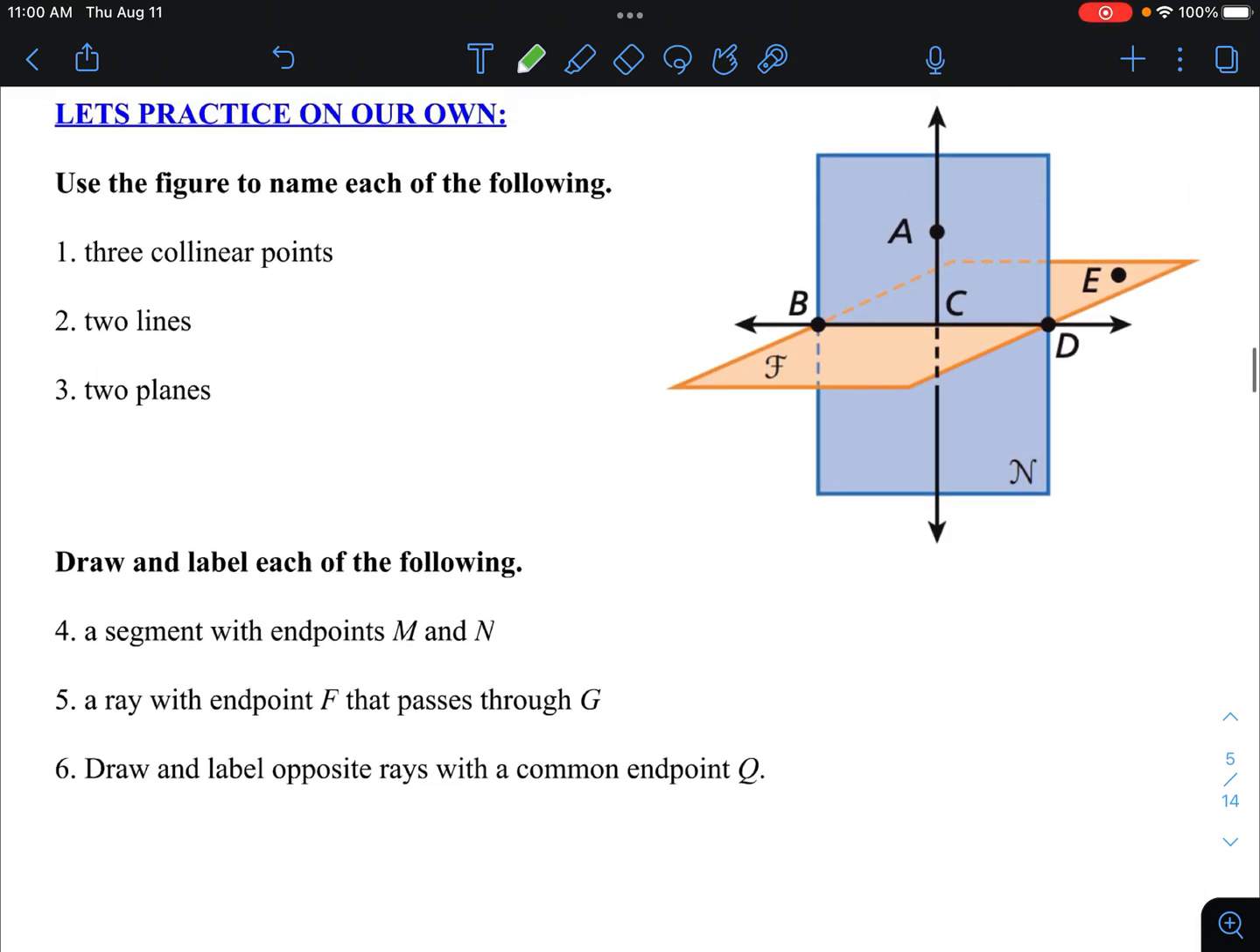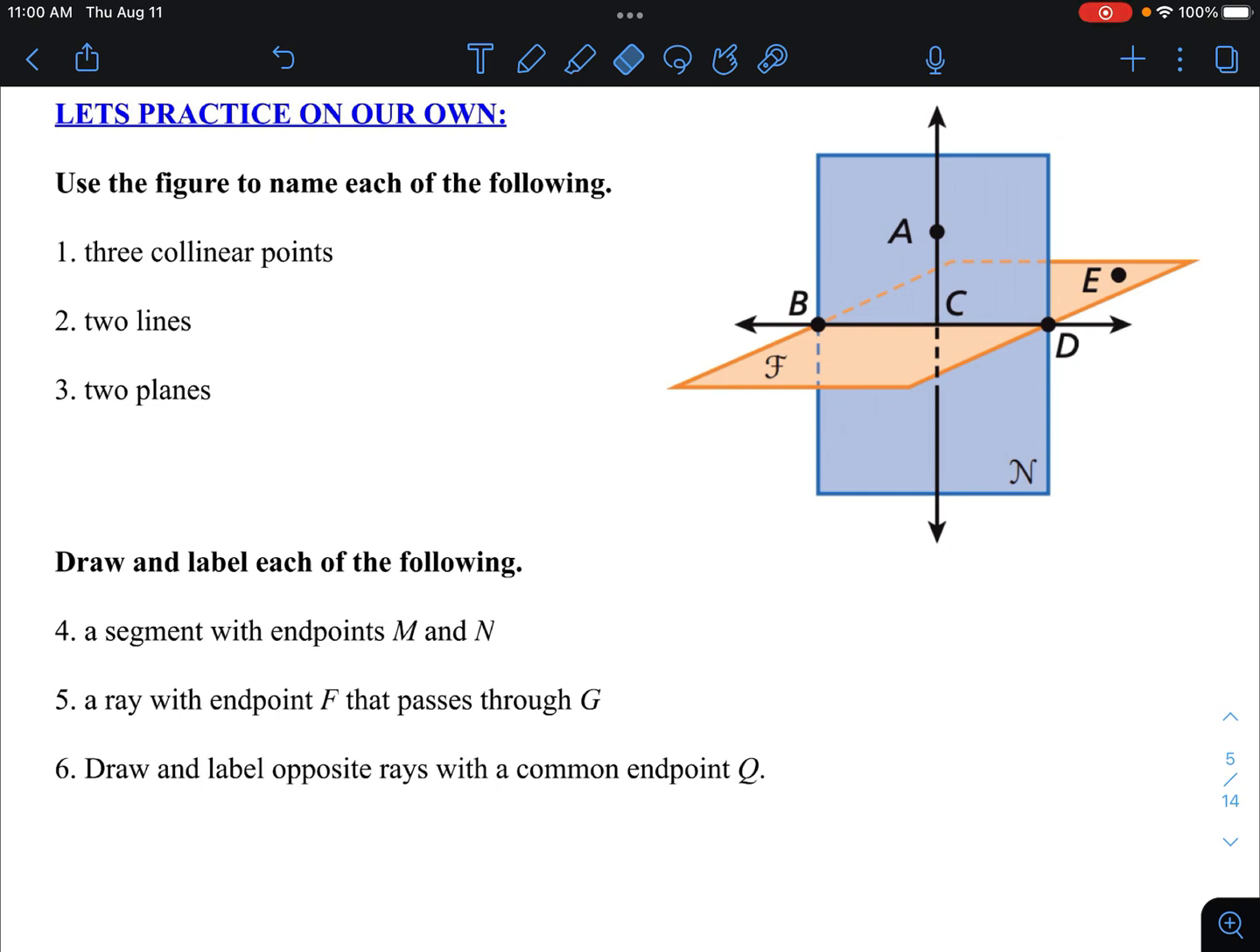I'll use this picture as an example to finish my thought on that. So B, C, and D, those 3 points are collinear. Not only are they on the blue plane, but they're also on the orange plane. So if you named that plane B, C, D, I wouldn't know what plane you were talking about, which is why we want to use non-collinear.